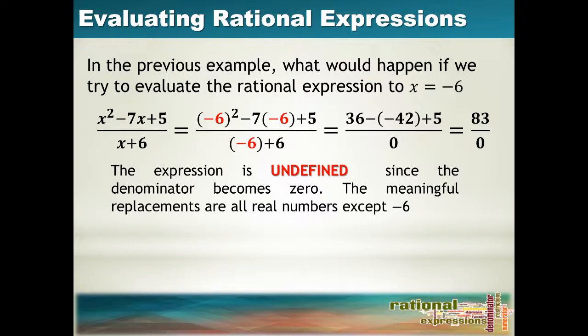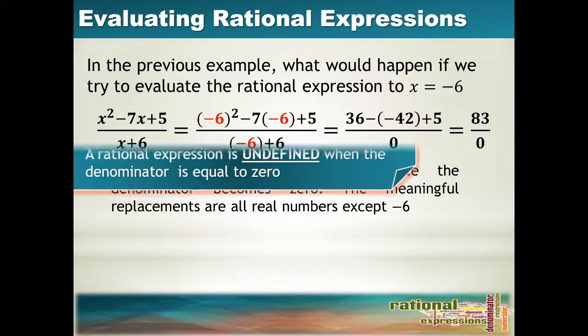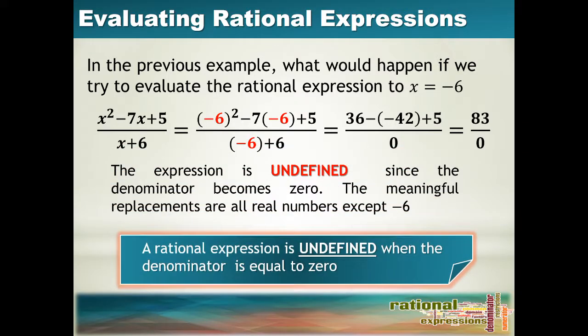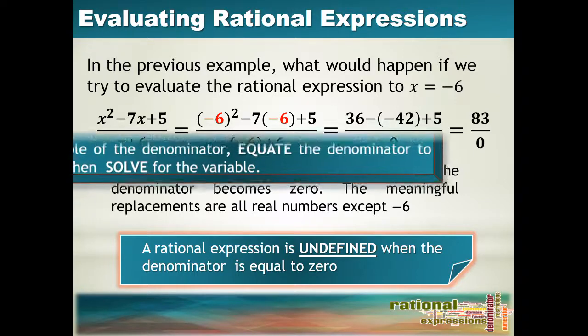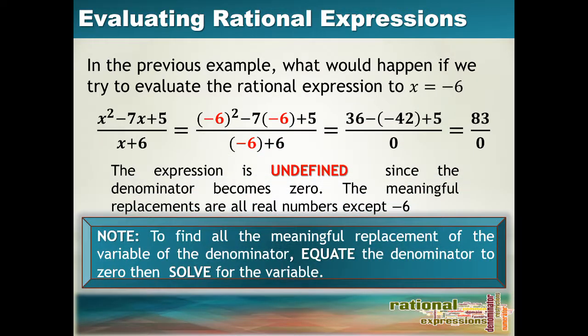The meaningful replacements are all real numbers except negative 6. A rational expression is undefined when the denominator is equal to 0. Note, to find all the meaningful replacements of the variable, equate the denominator to 0, then solve for the variable.